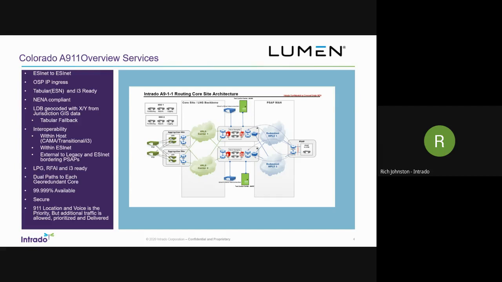fashion. Other things I think I've talked about multiple times here: we have dual path to each core. It's five nines available and secure. We secure all of our links going out to the PSAP with 256 AES encryption. We have configurations on our routers there and access control lists to make sure that we're only processing the traffic that we're originating and that's destined for that PSAP.